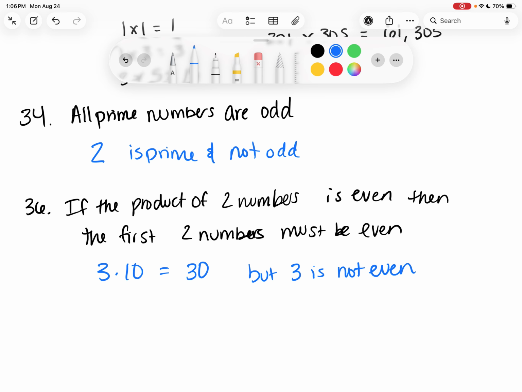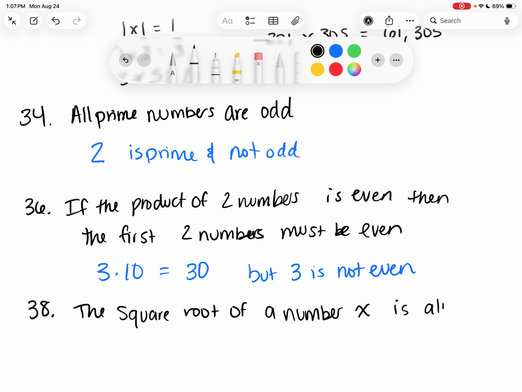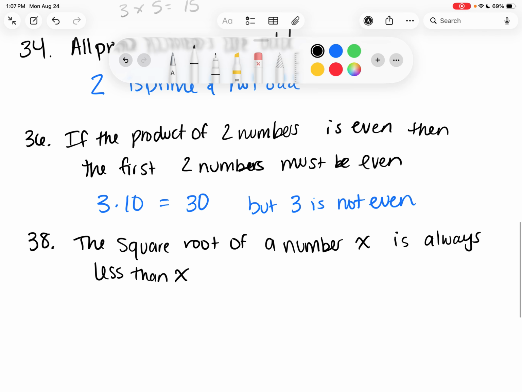One more of these ones of finding the counterexample. 38, the square root of a number x is always less than x. Can we think of an example where that's not true?